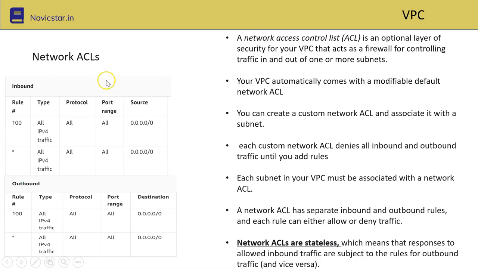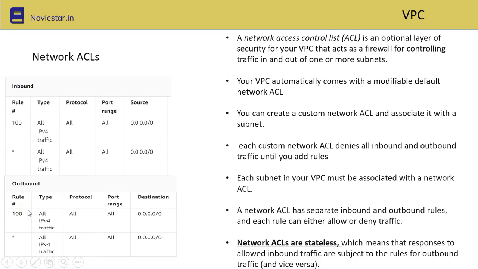But there is one more layer of security available, which is the network ACL, an access control list. The network ACL is an optional layer of security. Obviously, it's a second layer of security for your VPC that acts as a firewall for controlling traffic in and out. So this also has an inbound rule and an outbound rule. You will see both look similar.